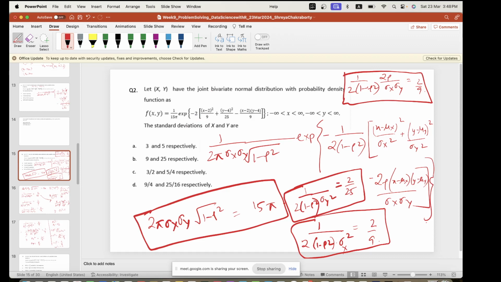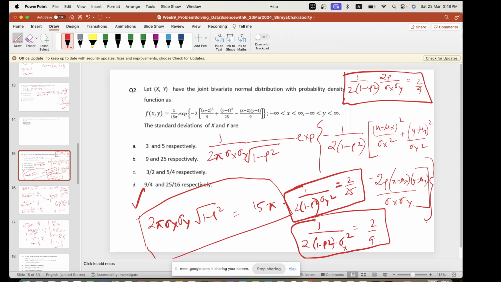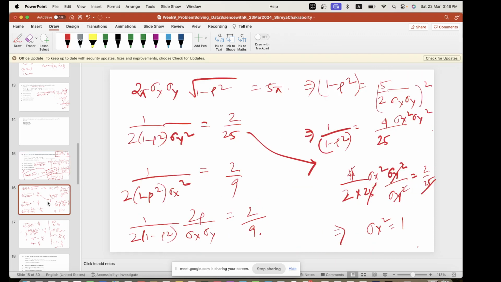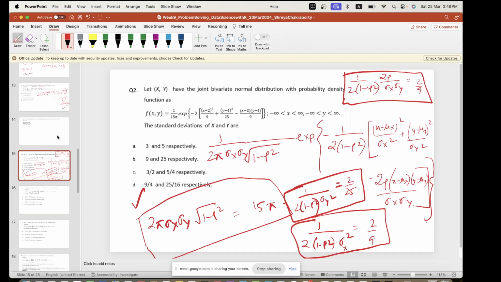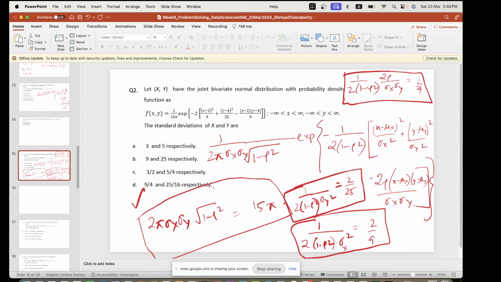These equations are right? 2 pi sigma x sigma y root over 1 minus rho square is 15 pi. This is correct. Okay, this is 15 pi. So there I've made a mistake. Alright, we'll just remove this and do it afresh. So 2 pi sigma x sigma y root over 1 minus rho square is 15 pi.